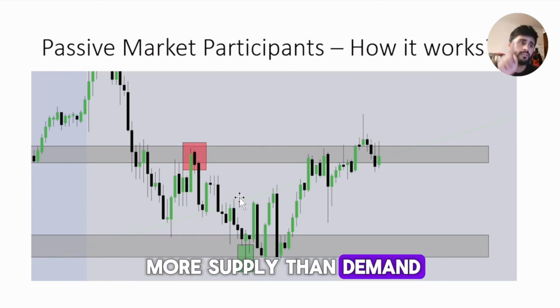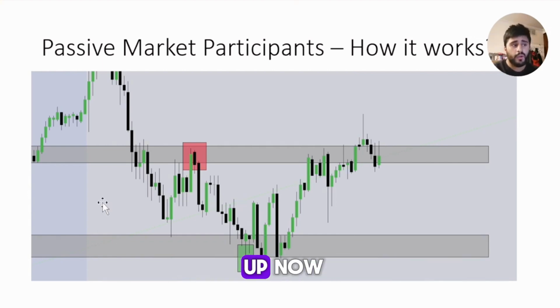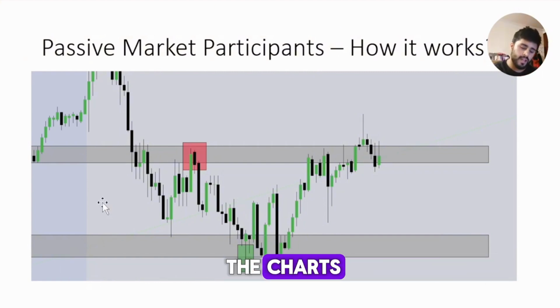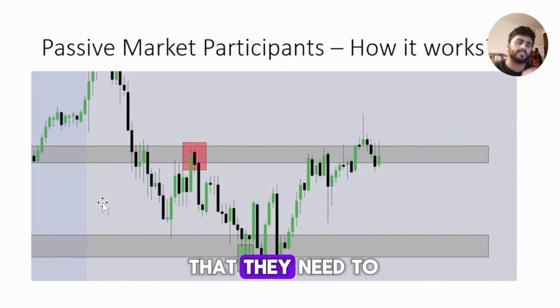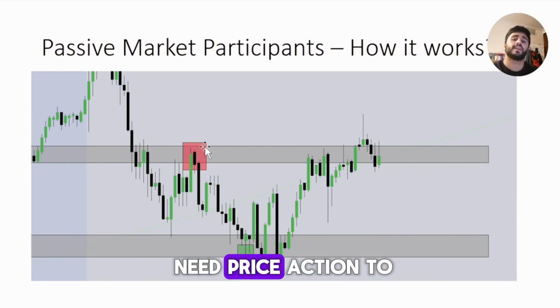If there's more supply than demand, the price will move down. If there's more demand than supply, the price will move up. Now, it's your job to take that basic economic understanding and apply it to the charts. Now, why traders miss out, or why they blame their psychology for a lot of problems, is that they think they need to rely on a pattern or an indicator to give them areas of supply or areas of demand, when in reality you need price action to do that.